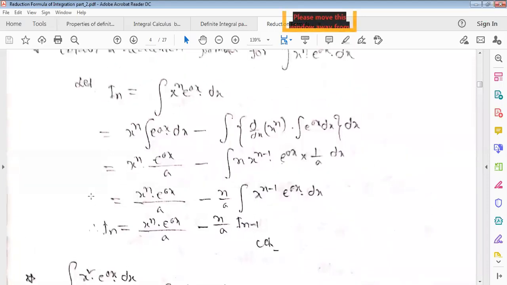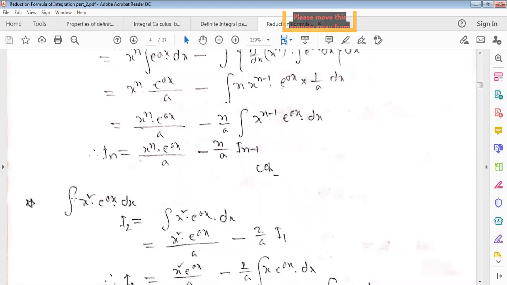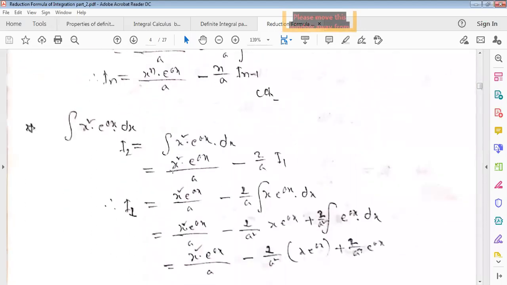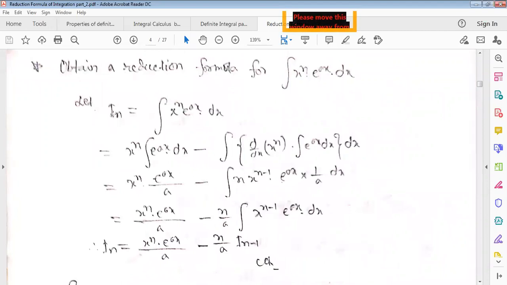Very simple. Right? Clear? Just using the UV formula. Okay? Now, if you want to find the integration of x square e to the power x dx, then n equals 2. Now I_2 equals, putting n equals 2 here.